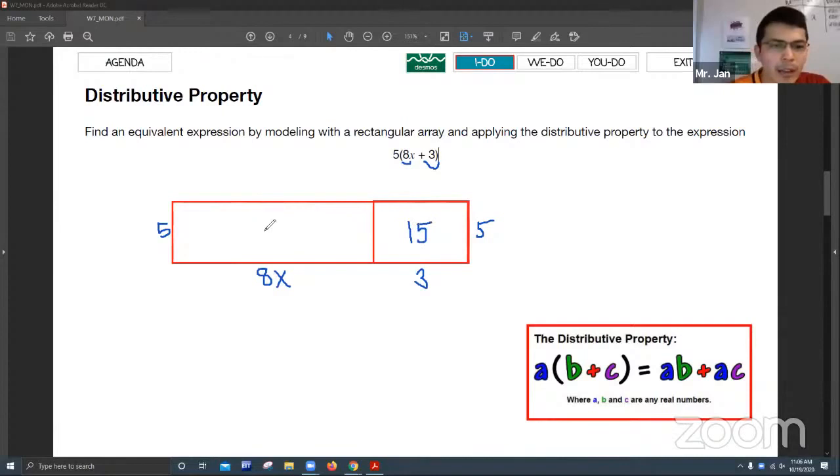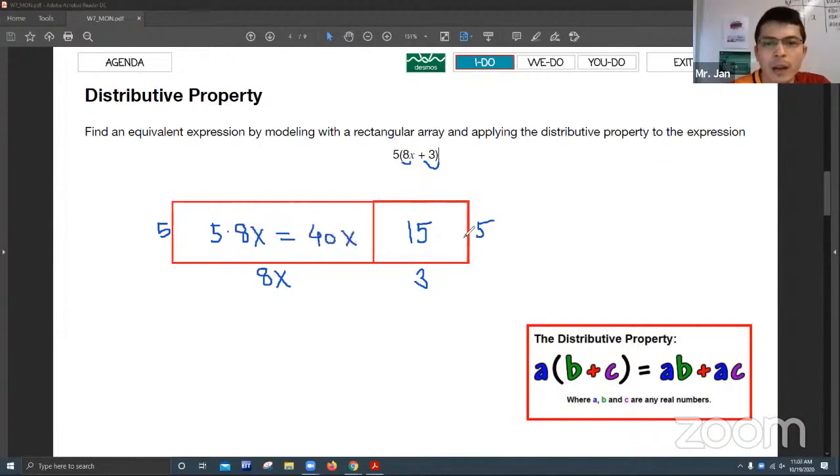And for the biggest rectangle, it's the same thing. So you need to multiply height with width. So 5 times 8x. We talked about this kind of multiplication in the last class, last week, right? So 5 times 8, you just need to multiply the numbers and put the variable next to it. So the area would be 40x, right?